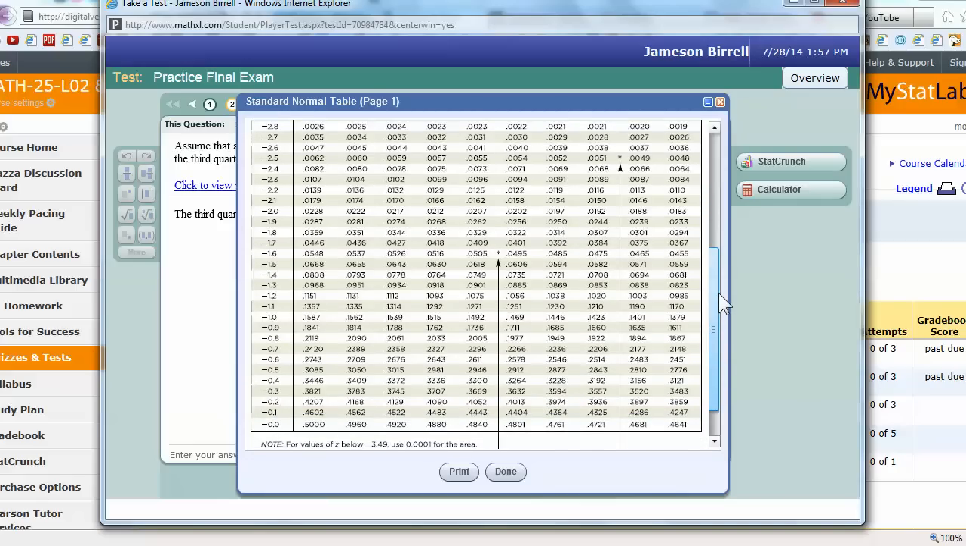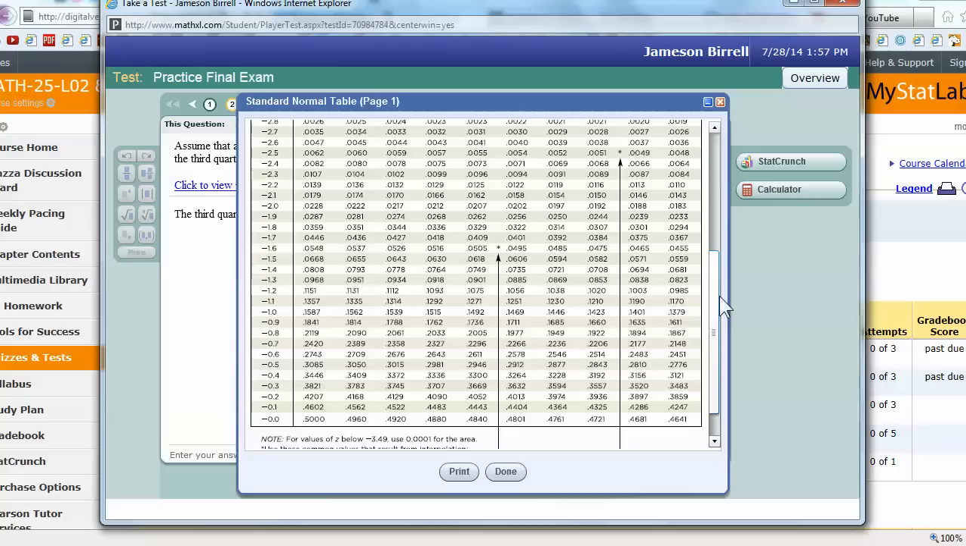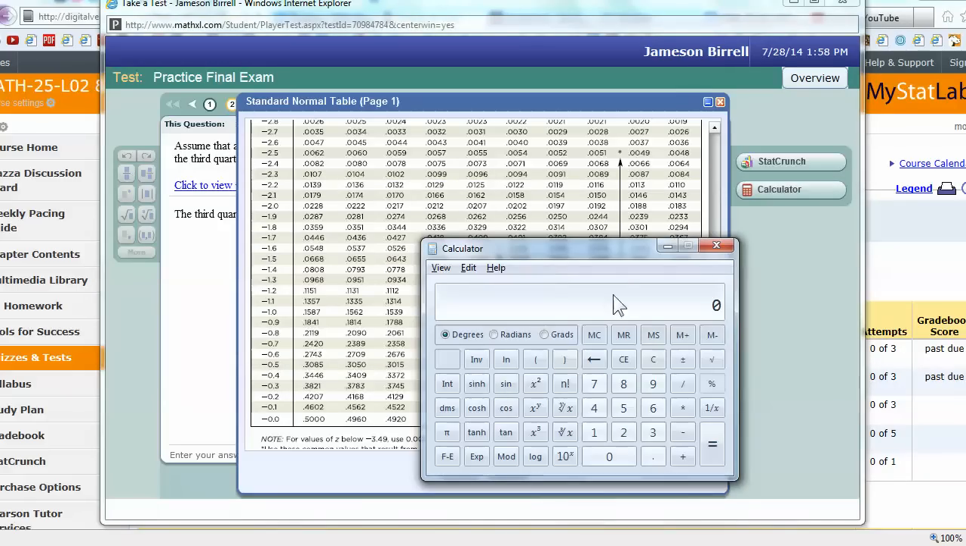So I should have been looking at this right here. And let's find out where that is. So that is negative 0.67. All right, now that I know that the cutoff score is 0.67 for the z-value, then I've got to reverse the calculation.